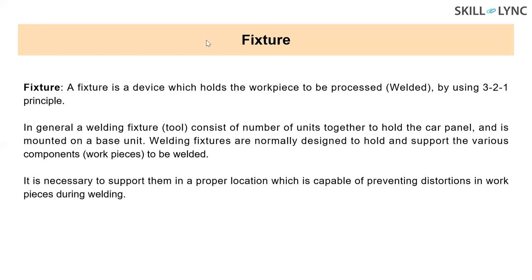Every time we need to have the same accuracy, correct? So how are we able to achieve that? Any idea? How can we reduce it? By arresting degrees of freedom. Perfect. So how are we going to hold the component in place? By using the 3-2-1 principle. So the fixture will be designed with respect to the 3-2-1 principle. Correct? So is a fixture a single component, or does it have multiple components assembled together?